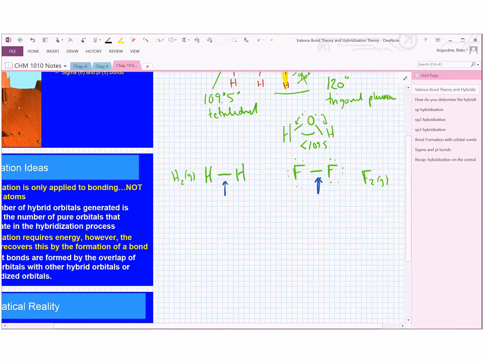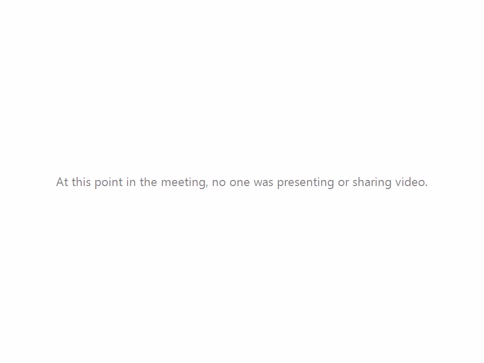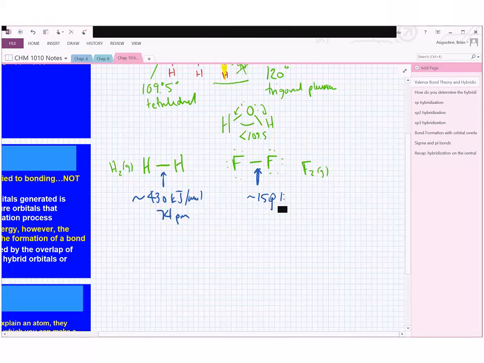But it turns out in reality, this one's about 430 kilojoules per mole and about 74 picometers. That's the strength of that bond, the bond dissociation energy, and the length of that bond, the equilibrium bond length, is about 74 picometers. This guy is 150 kilojoules per mole, and it's about 120 picometers.